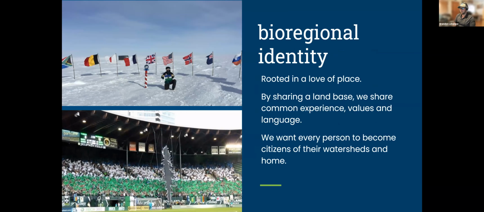For us, another really important feature of bioregionalism and bioregional mapping is using these as tools to help us create a stronger place-based bioregional identity. We say a lot that we want people to think of themselves as citizens of their watersheds, not arbitrary nation states. So what does that actually look like, and what does that mean? I think for us, it's rooted in a love of place and acknowledging that by sharing a land base, we share common experience, values, and language. And that helps us create shared goals. We have a shared future and want a better future for our kids, regardless of your political affiliation or identity. We can all work and do better together.